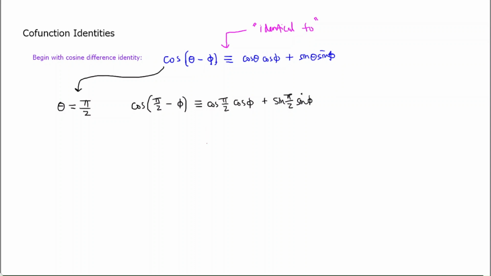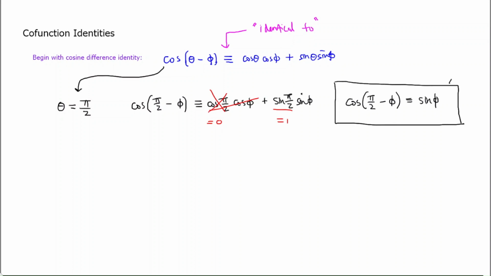All right, well, this helps because pi over 2 is a specific number. The cosine of pi over 2 is equal to 0, so that just goes away. In fact, this entire term goes away. And the sine of pi over 2 is equal to 1. So without a lot of heavy lifting here, we're finding that the cosine of pi over 2 minus phi is identical to the sine of phi.